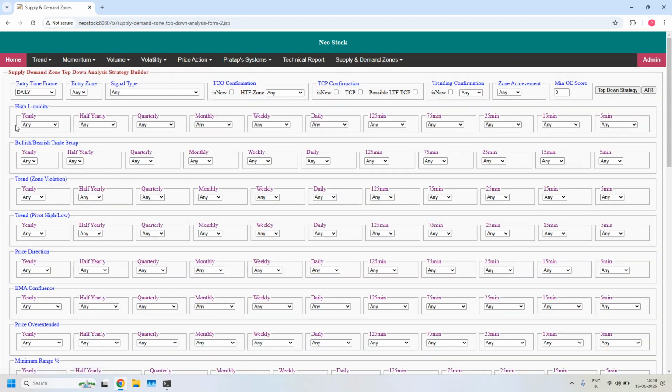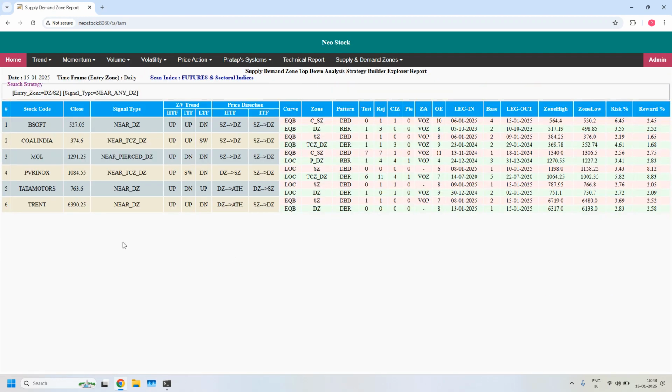Next time frame is daily. Entry time frame daily. Let us find the stocks near daily demand zone. We got 6 stocks. Let us identify high liquidity demand zones from this list. We don't have any high liquidity demand zones from this list. High liquidity means high priority, high liquidity demand zones. Because in HLQ zone strategy, you have to use only high priority, high liquidity demand zones. So we don't have any stocks.